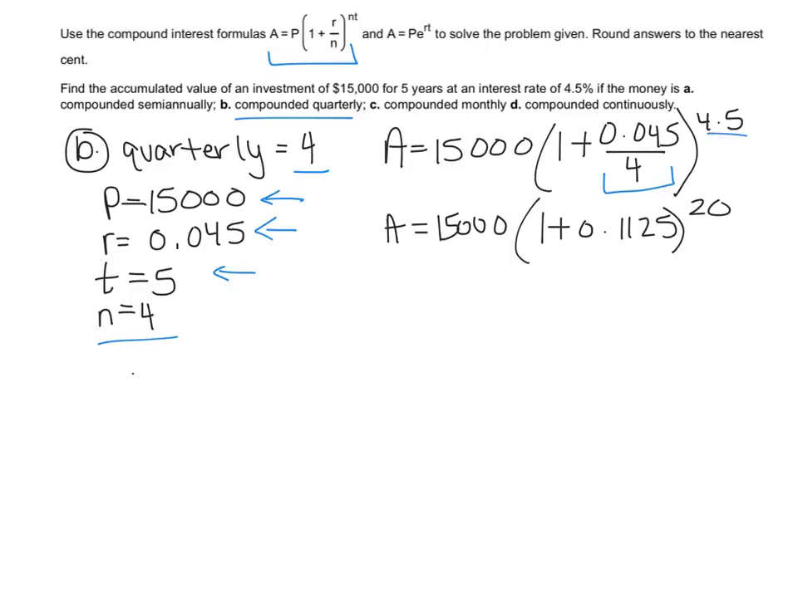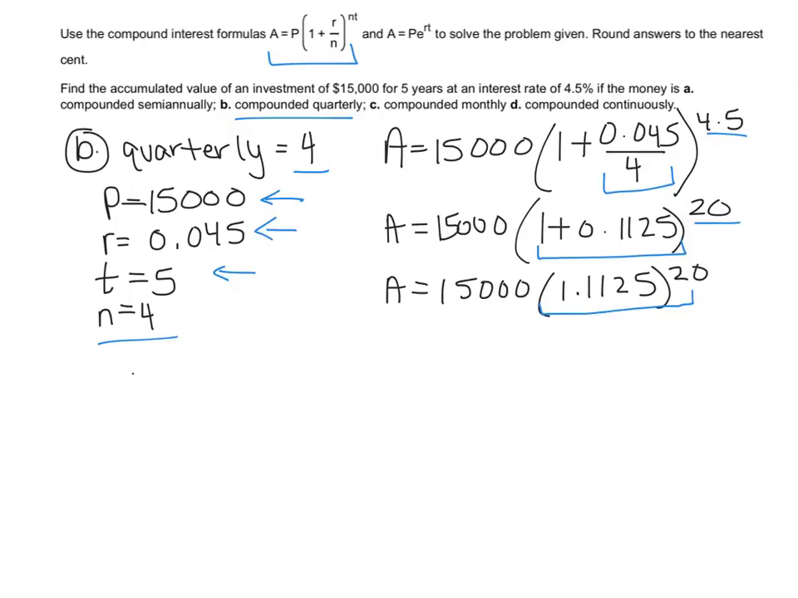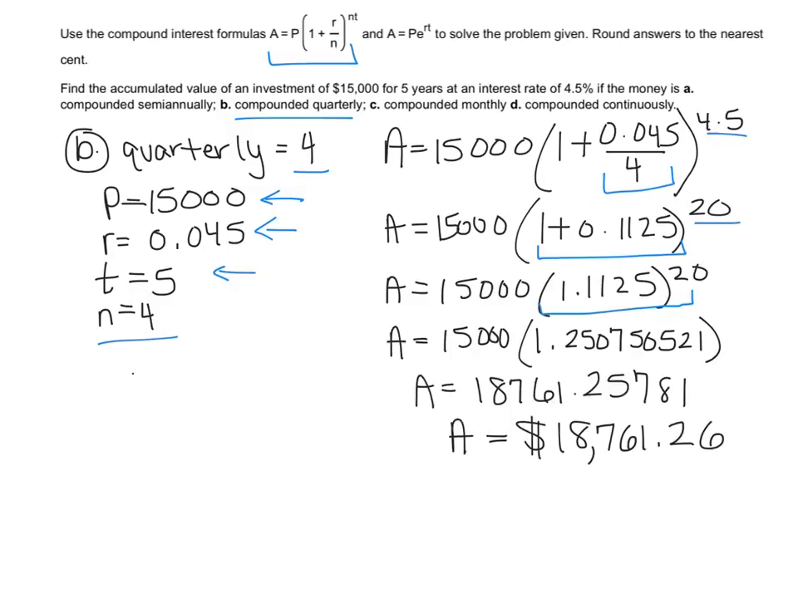Next, we're going to multiply the exponents together, 4 times 5, and that gives me 20. Now I want to add 1 to the decimal within parentheses. When we do that, we get 1.01125. Now we'll take our calculator and raise that value to the 20th power. That number is 1.250750521. Lastly, we'll multiply that decimal by 15,000. When we round to 2 decimal places, we get a final answer of $18,761.26, and that's our answer to Part B.